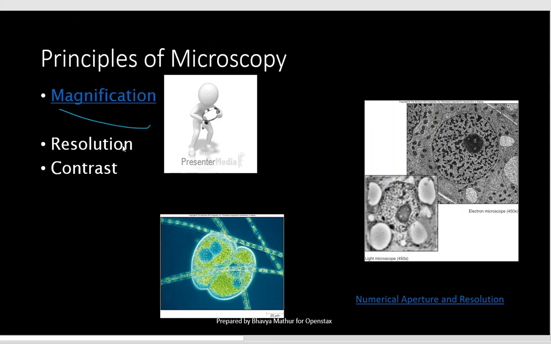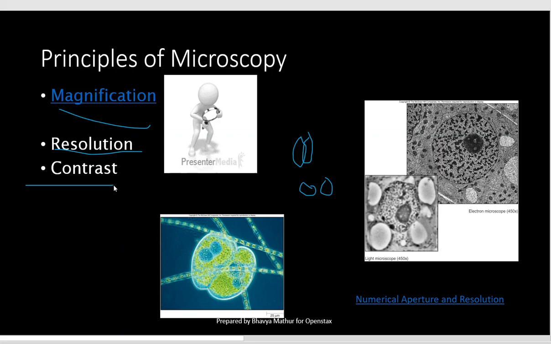Magnification, we've kind of talked about that. That's making things look bigger than they really are. Resolution, we've kind of talked about that. That's being able to distinguish things. So if I looked at something and I couldn't tell whether it's 1 or 2, if I can tell they're 2 distinct objects, then I've got a certain sharpness there.